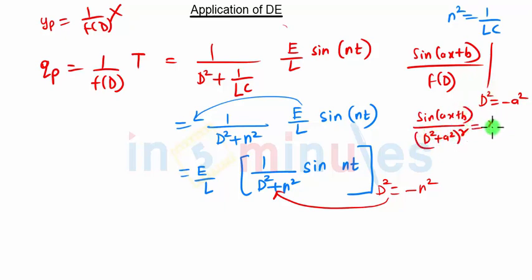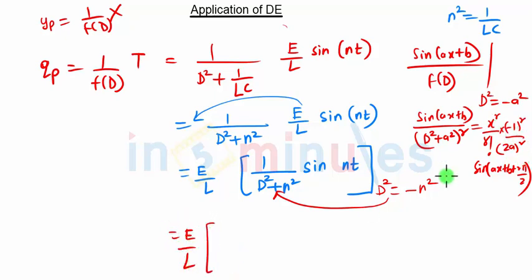Then the formula of this is given by x raised to r upon r factorial into minus 1 the whole raised to r upon 2a the whole raised to r into sine of ax plus b plus r pi by 2. So we are going to apply this formula here also. So here we have x raised to r is the power of this term, here the power is 1. So in our case r is 1, a is n, and x will be replaced by t.